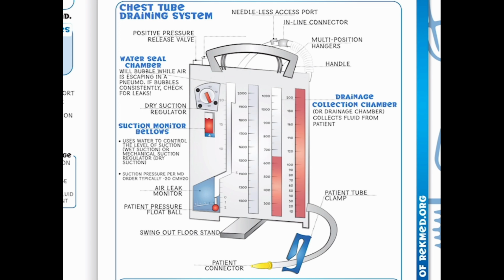We have our positive pressure release valve, and this is a safety feature that releases excess pressure from the system. So this prevents the risk of that tension pneumothorax that's caused by excessive suction or patient coughing. And our suction port allows for the connection of that suction source to our drainage system so we can apply that -20 pressure to suck the fluid or the air out.